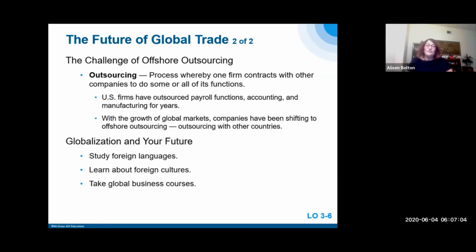Globalization and your future. So study languages, take the time, get to know another country, their culture, understand their customs, take global business courses, spend a summer going to school in a different country, go to a couple different countries, or do something like building houses in a third world country that needs them, or hospitals. We saw this especially during Katrina and other major floodings of different countries. It's a very important thing to think about doing.